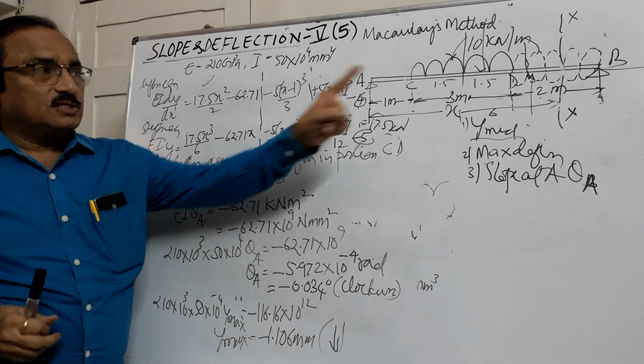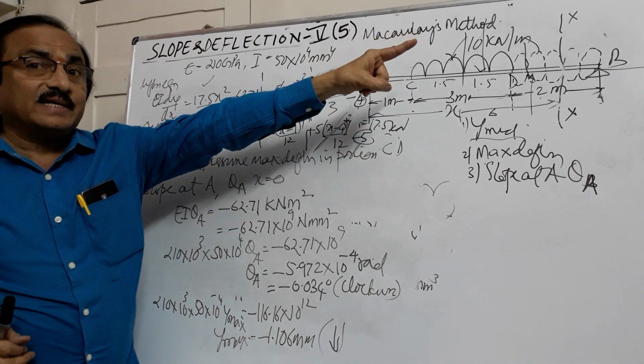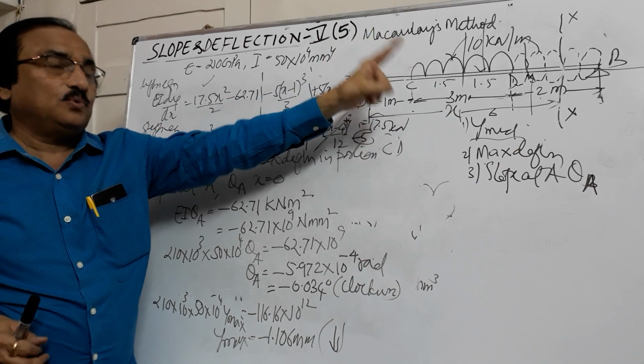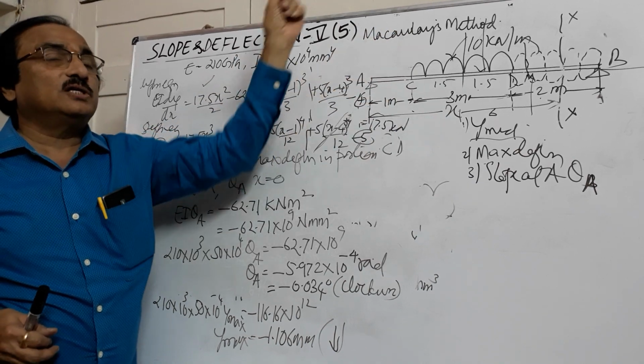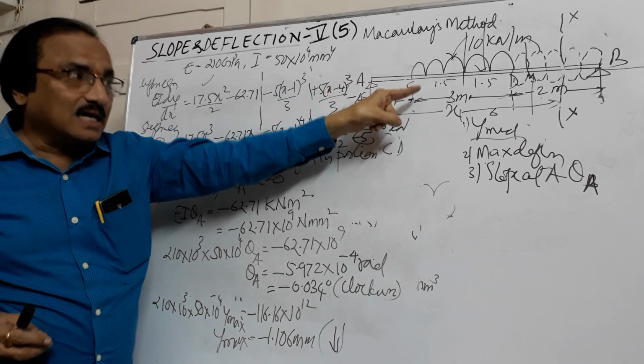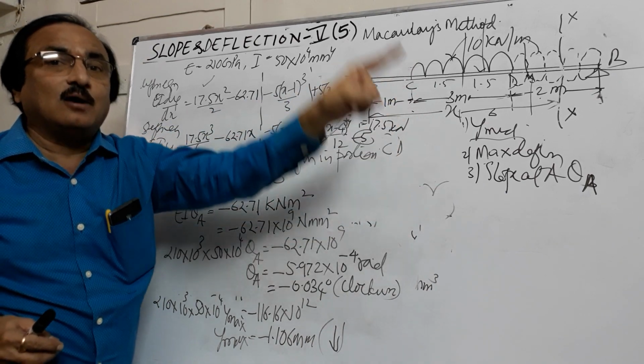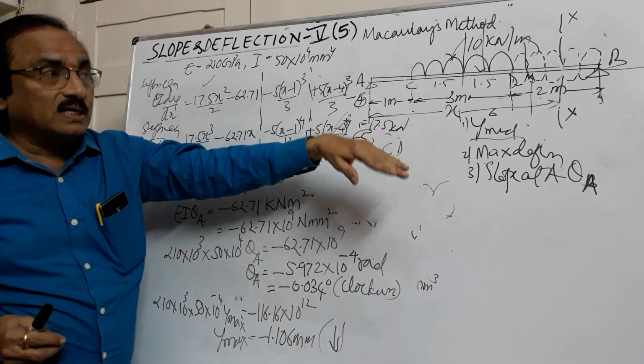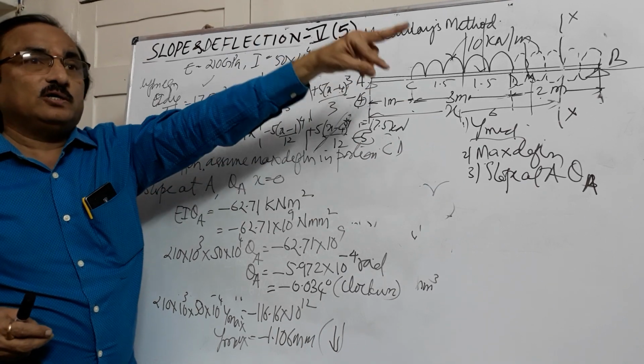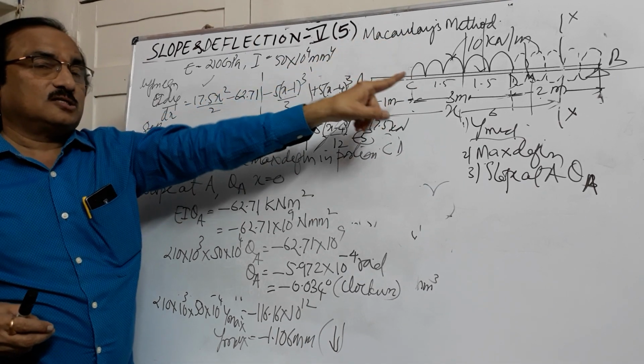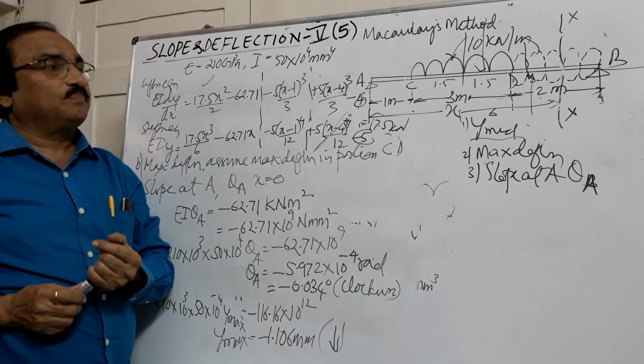So the important thing is the UDL should touch the right end, whether it is the right support or the cantilever part. It should reach the right end, and correspondingly in the opposite direction you will have to add another UDL in the opposite direction till the point you have gone to the end. That is the specialty of the Macaulay method.